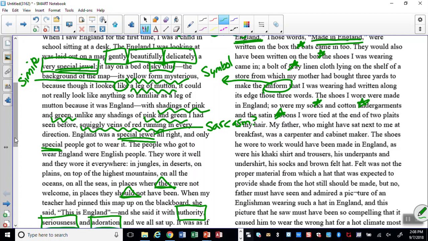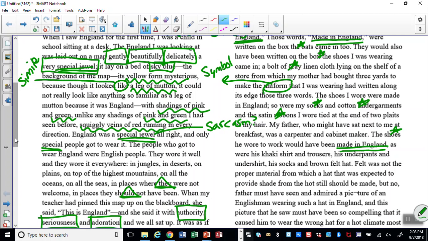Also, her father, his shoes were made in England. So I'm going to double underline this, put a star on the shoes. And now I'm seeing a pattern. She doesn't see England in a positive light, but she unknowingly was stripped of her own identity. But she's a child, so she doesn't really fully comprehend what's going on.